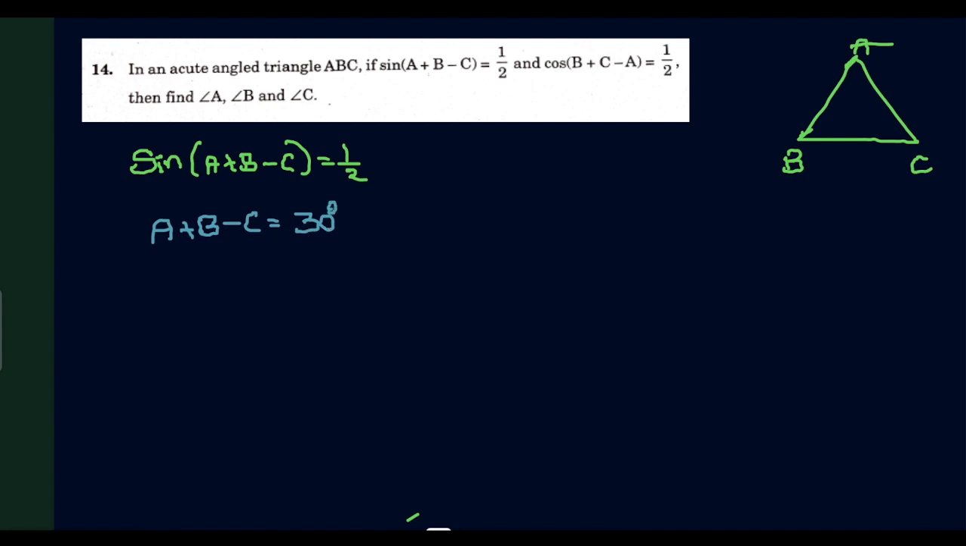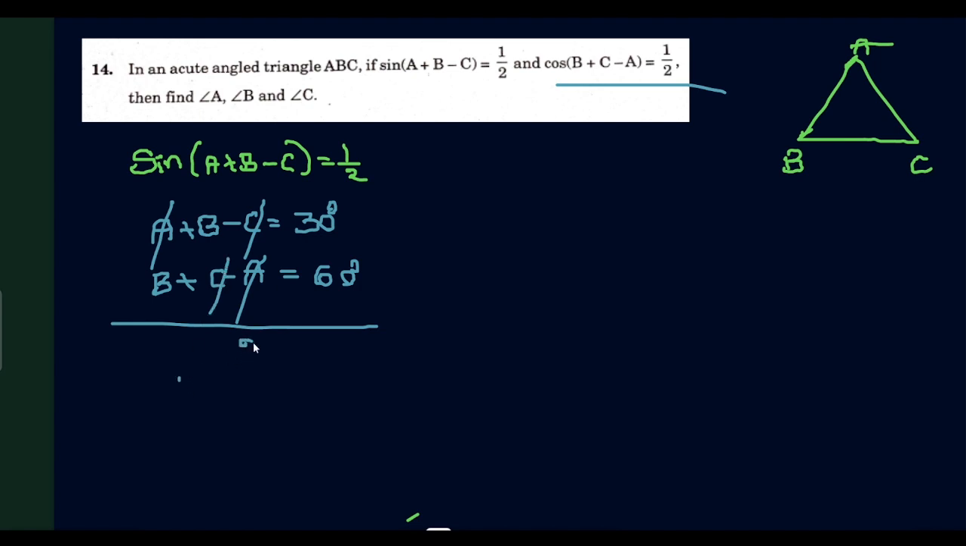1 by 2, right? And one more condition: cos is 1 by 2 at 60, right? So from this I can write B plus C minus A is equal to 60 degrees, right? If you add these two, then you'll get the B value, okay? So plus A and minus A get cancelled, plus C and minus C get cancelled. So 2B is equal to 90 degrees, so B is 45 degrees. Okay.